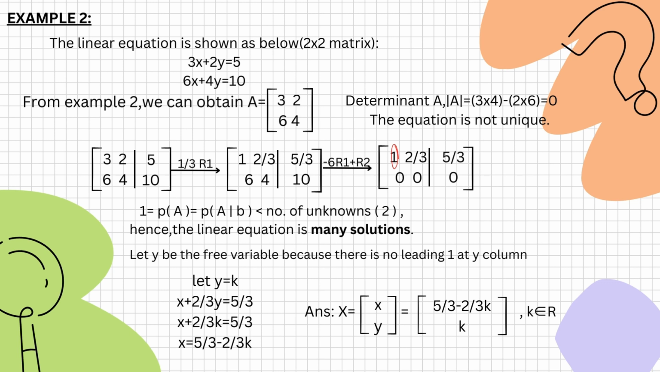We can let y be the free variable because there is no leading one in the y column. So we let y equal k and we rewrite the equation x plus 2 over 3 y equals 5 over 3, x plus 2 over 3 k equals 5 over 3, and the final answer is x equals 5 over 3 minus 2 over 3 k. And k is all the real numbers.